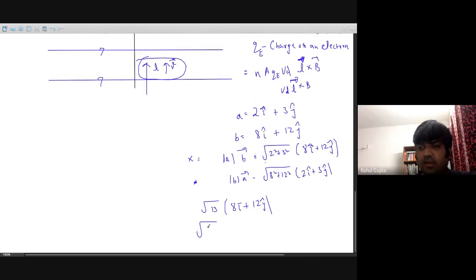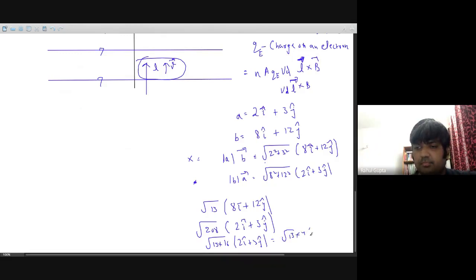From the second one, you get the result root of 208 into 2 i cap plus 3 j cap, which is equal to root of 13 into 16, 2 i cap plus 3 j cap, which is further equal to root 13 into 4 into 2 i cap plus 3 j cap, which further gives root 13 into 8 i cap plus 12 j cap. Aren't both the results the same, this and this? Tell me.